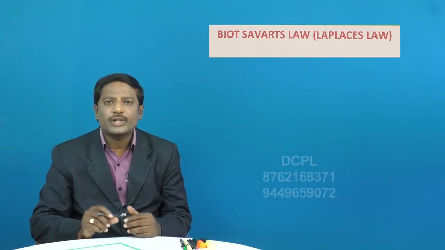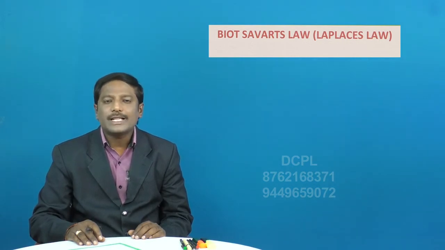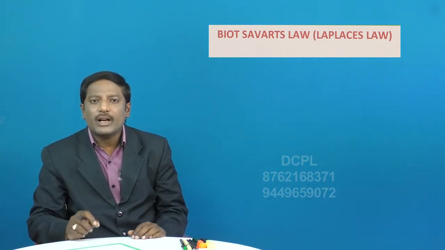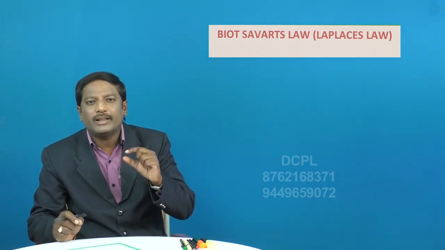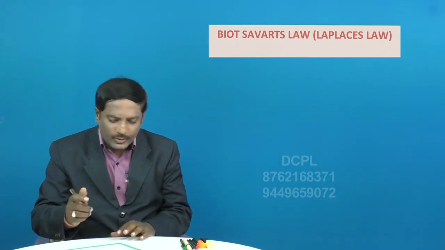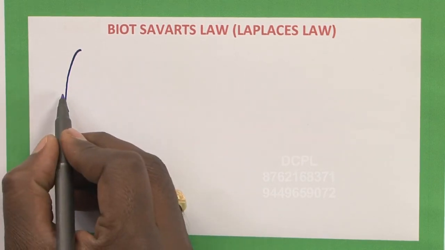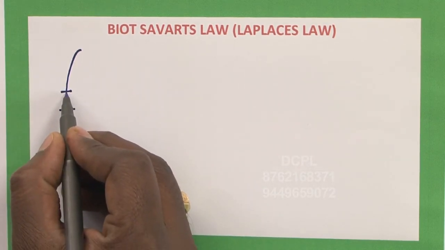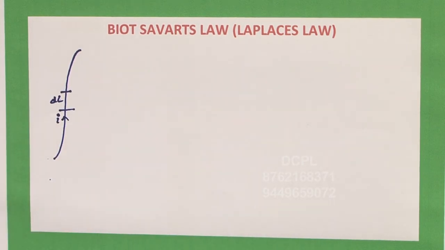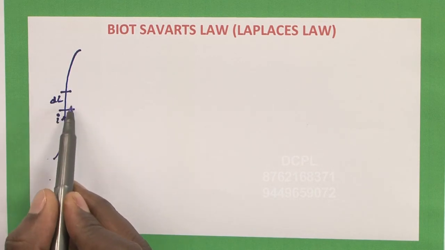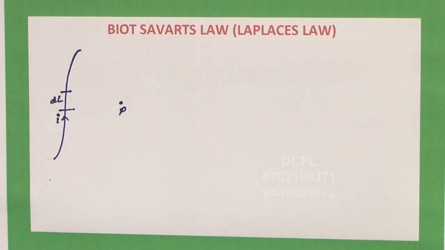Students, let us take up the next concept, that is Biot-Savart's law, which is also called Laplace's law. This Biot-Savart law or Laplace law gives the magnetic field at a point due to a small element carrying current. Suppose I consider a straight conductor or any conductor, and in that conductor I consider a small portion of length dl carrying the current I. Then what is the magnetic field produced by this small element at P? That can be given by Biot-Savart's law.